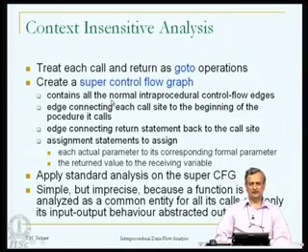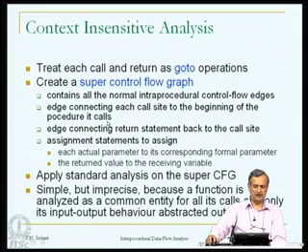So, let us understand what context insensitive analysis is a little more. We treat each call and each return as go to operations, it is as simple as that, and we create a super control flow graph. In other words, we get rid of procedure calls and introduce a go to operation for both call and return. So, what does the super control flow graph contain? It contains all the normal intraprocedural control flow edges as usual, and then the edge connecting each call site to the beginning of the procedure it calls. This is a go to operation now.